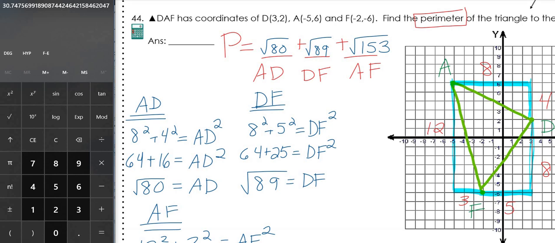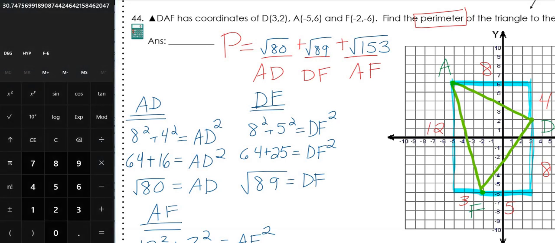However, when we write it on our paper, we have to round. And they told us to round to the nearest tenth. So our final answer is going to be 30.7 units. Not units squared. Perimeter is just the length, a length all the way around the outline of your shape. That completes page 9. Let's keep it moving.